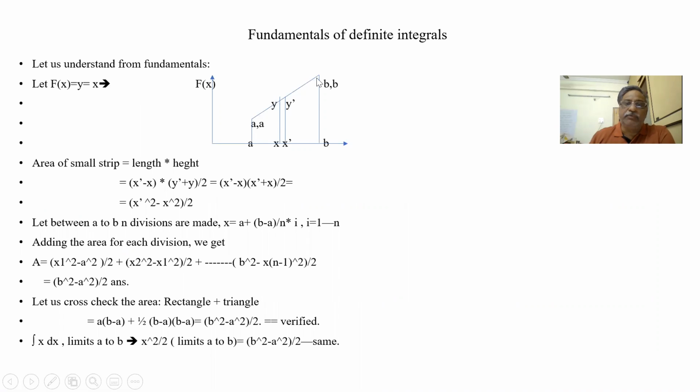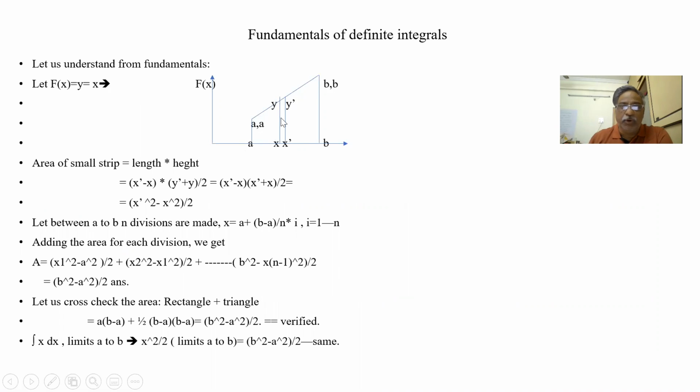Let's say this is a curve. It's a straight line, y is equal to x, so it's going through the origin. This is y is equal to x. Now I want the integral of x dx from limits a to b. So what is it going to show me?